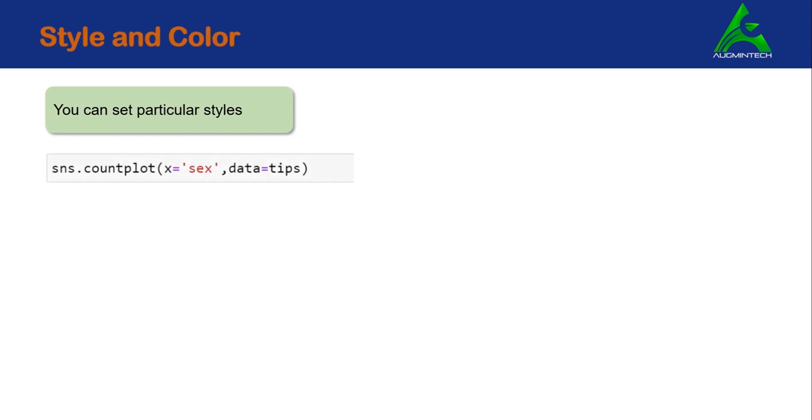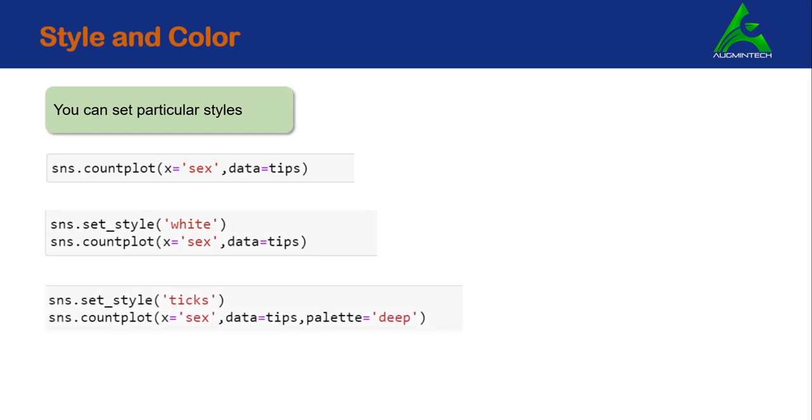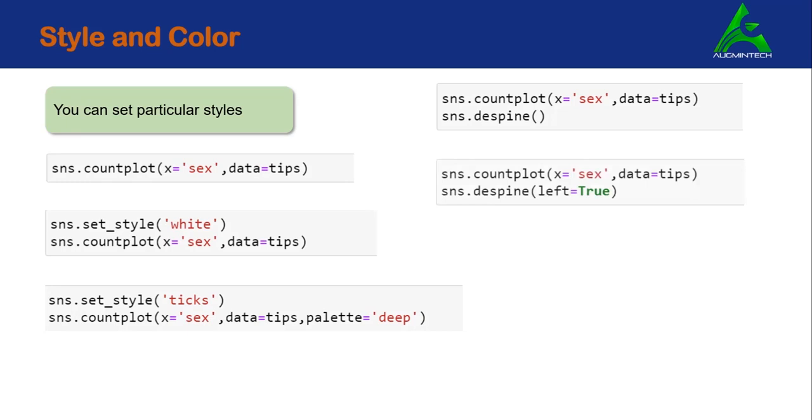Now let's see what style and color are. So you can set these particular styles. We can do something like sns.set_style, which is the parameter that is going to take the style. So here we can do ticks, or we can even despine or remove the ticks or remove the style.